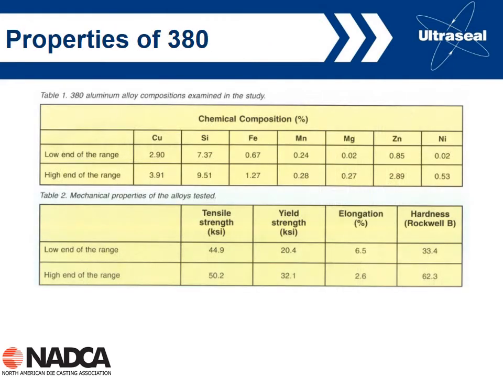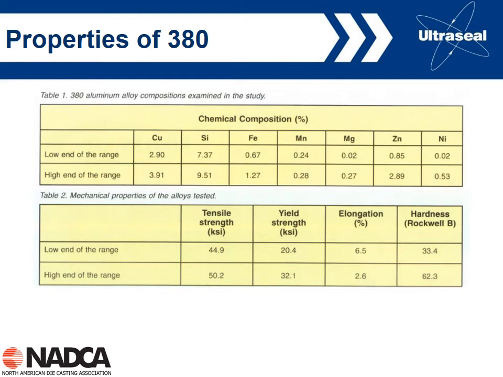Something else worth thinking about is that sometimes it might be necessary to narrow the chemical specification range for the alloy you're casting. Certainly this happens quite a lot for the high-volume automotive die casters. The data shown here is the range of properties available with 380 just based on changes in the chemical composition, but within the chemical specification itself. What's shown here on the top is the low end of the range in terms of copper, silicon, iron, etc., and then the high end of the range.